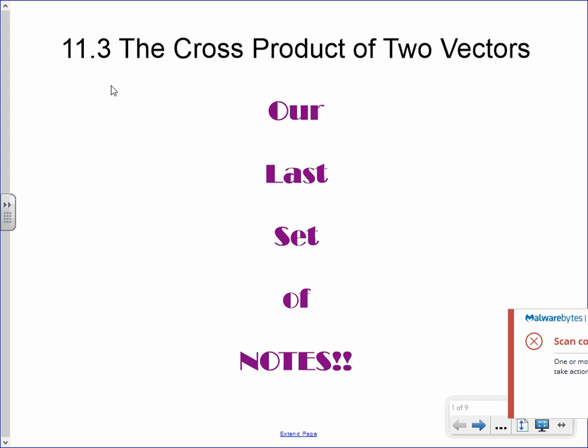The dot product is a way for us to take 2 vectors, multiply them together, and get what kind of answer? Scalar. A vector. A scalar. Okay? When we are in 3 dimensions, there is a way for us to take 2 vectors and multiply them to get another vector. It's called the cross product.